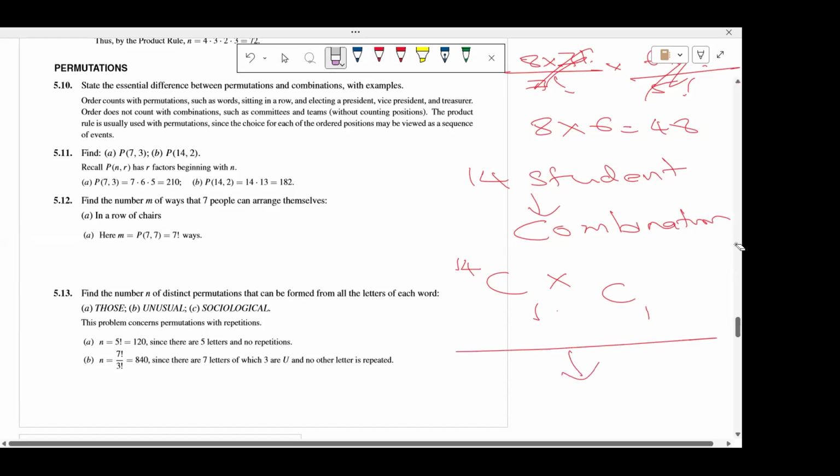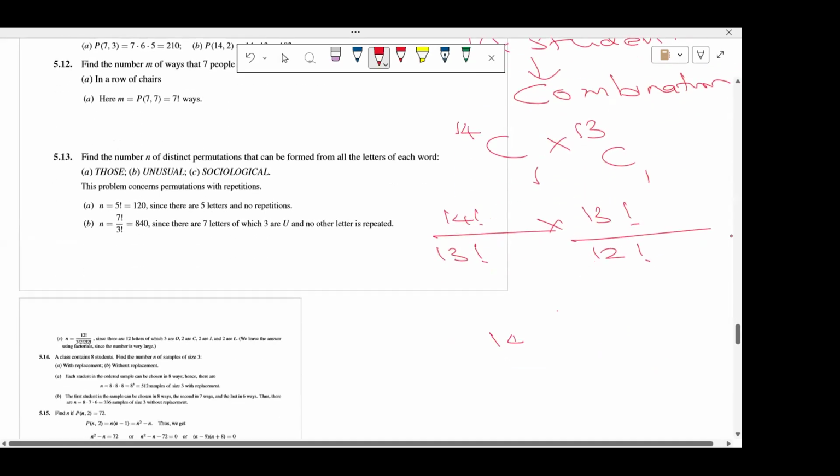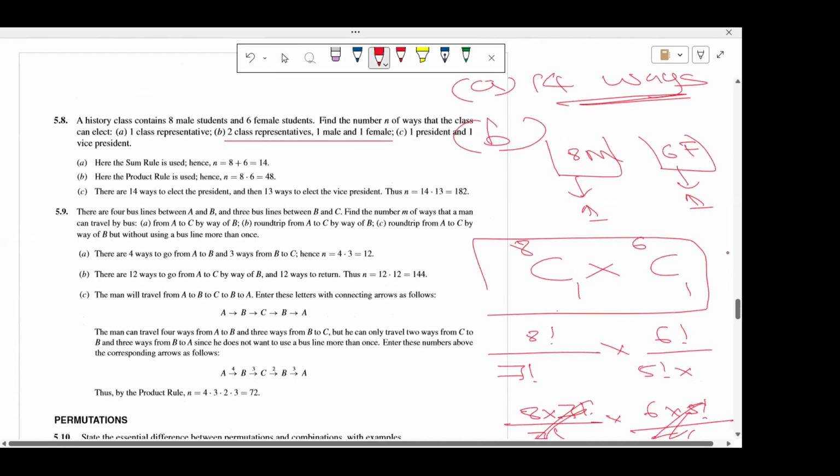Okay, so here what will happen? 13C1. Why am I considering 13C1? Already we selected one student for the president, so we have only 13 students remaining. So 13C1 is 13 factorial over (13 minus 1) 12 factorial into 1 factorial. So here the answer is 14 into 13. This is the number of ways of selecting the president and vice president.